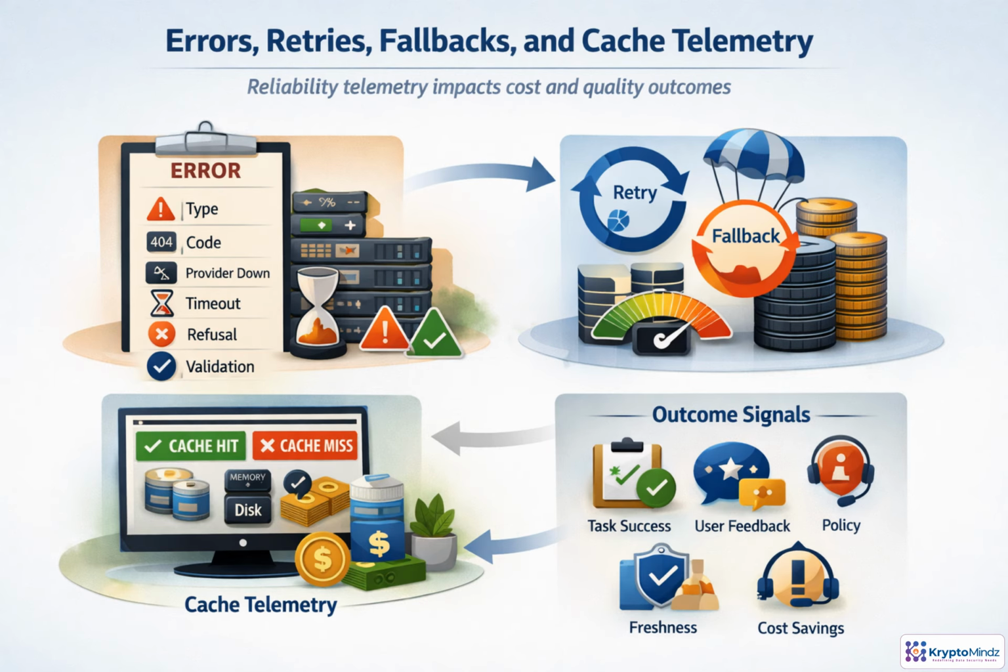Reliability telemetry should follow the request through every recovery step. Start by recording the original failure in structured form: type, code, provider status, timeout, safety refusal, or validation issue. Then track what the system did next. Did it retry? Did it switch to a fallback model? Each extra call can add latency and multiply token cost while masking the root cause. Cache data matters as well: hit or miss, cache type, tokens reused, freshness, and estimated cost avoided. Finally, connect these signals to task success, feedback, policy outcomes, and support escalations.